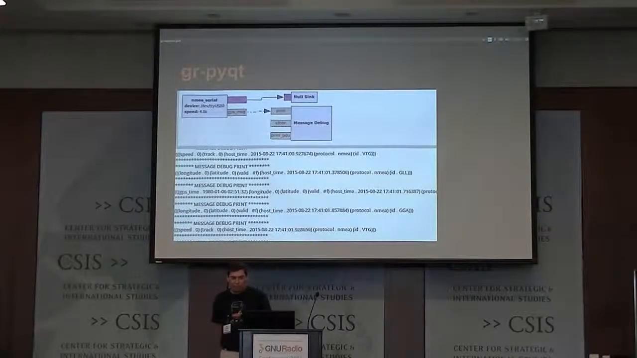Tim was kind enough to produce GRPyQt and the message debug block, and I used that an awful lot while I was debugging a GPS interface module that I wrote, so that I could say, okay, the messages that are coming out of this flow graph, what did I just generate? Does this contain valid data? Does this contain something meaningful? So I take the message input, dump it into a message debug block, and I get very clear, easy to understand messages.